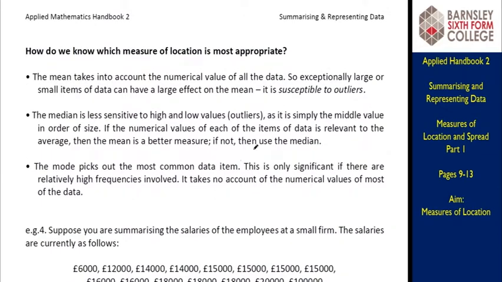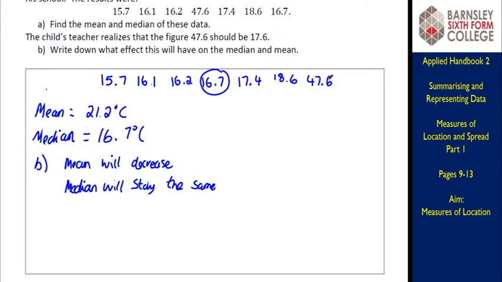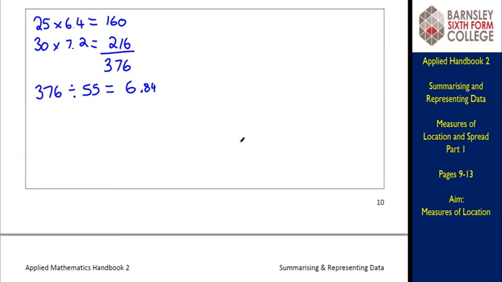So this part, just make sure you take time to read this information. Just to summarise, the mean takes all the values into consideration, so it's why we often use the mean. But the problem with the mean is it is affected by these extreme values, which we call outliers. So we met one of these in example 2, that 47.6 had a large impact on the mean. It made it much higher than it should be.